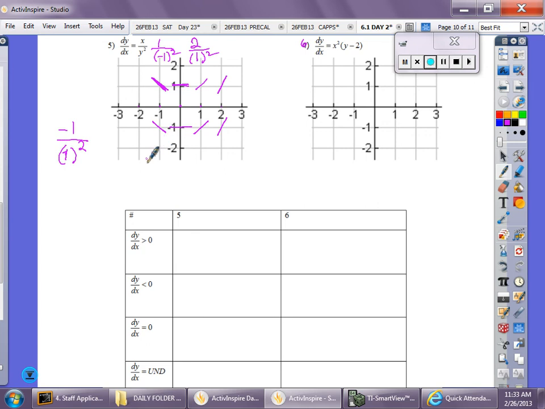-1, -2. It is -1/4. So down 1, to the right 4. So it's very not steep. All right. I don't really care how many you do there. I just wanted to go through the calculations.